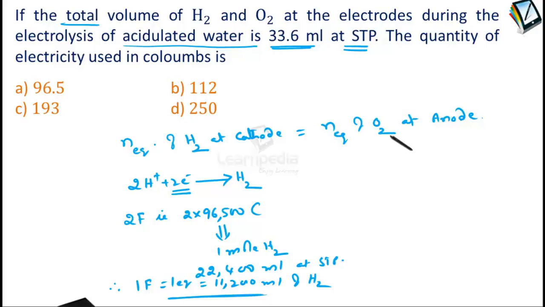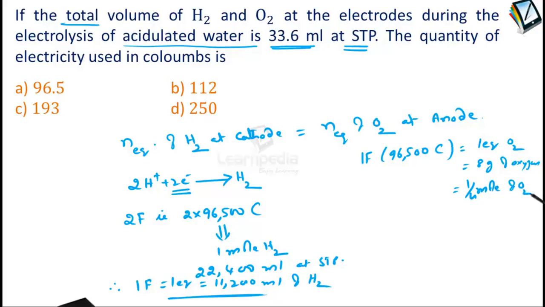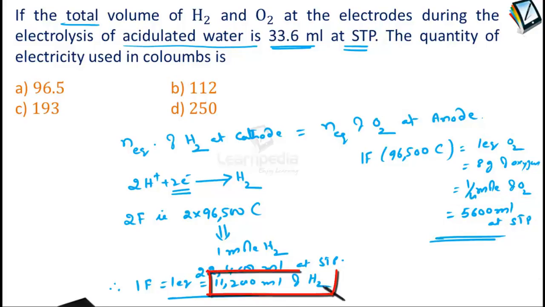Therefore, every 1 Faraday liberates 1 equivalent, that is 11,200 ml of hydrogen. Similarly, when we go for liberation of oxygen at the anode, every 1 Faraday, that is 96,500 coulombs, will liberate 1 equivalent of oxygen. In other words, 8 grams of oxygen. In other words, 1/4 mole of oxygen. And this 1/4 mole of oxygen, oxygen being a gas, at STP corresponds to a volume of 5,600 ml at STP. So thus, every 1 Faraday of electricity when passed through acidulated water, we get only 5,600 ml of oxygen, while 1 Faraday of the electricity at cathode produces 11,200 ml.